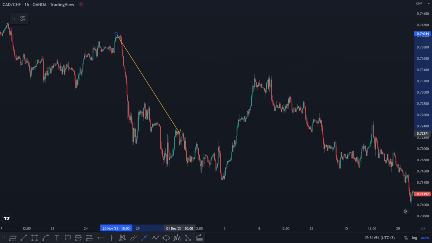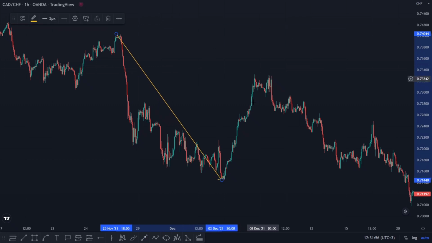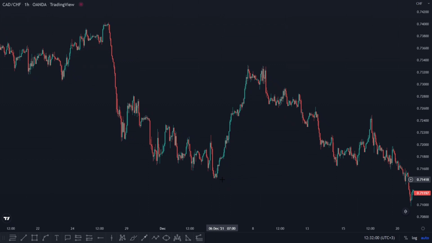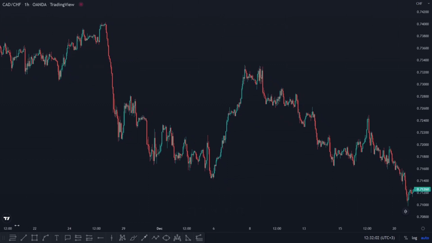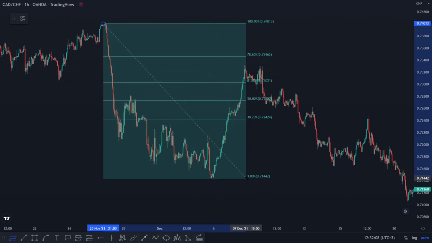Price dropped from that point to this point. Then we now have a retracement. So when price is retracing, we want price to at least achieve equilibrium. That's the first thing. So we want to drop our fib retracement from that high to the next low.